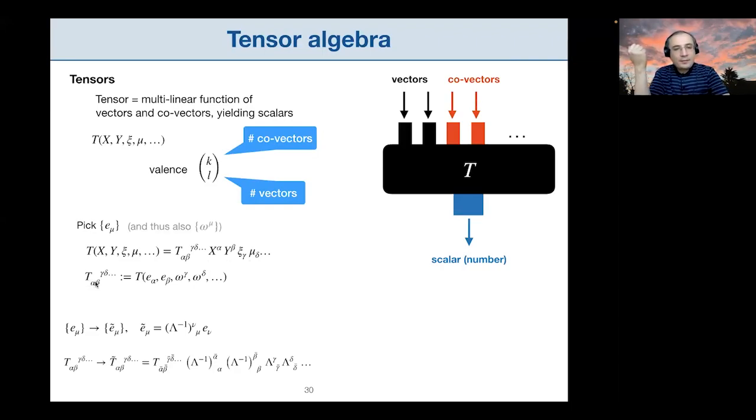This number T alpha, beta, gamma, delta, and so on is simply what you obtain when you plug into this tensor as a black box, the vectors from the basis and the one forms from the dual basis as they fit appropriately.